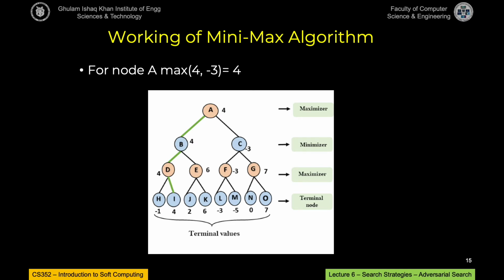But for now, the value for node A that will be chosen by the maximizer would be the maximum of the value of node B and C, the children of A. The value of node B is 4, the value of node C is minus 3. That was chosen by the minimizer, and since the maximizer has to choose the maximum of these two, the maximum of 4 and minus 3 is basically 4. So the value for node A is 4.